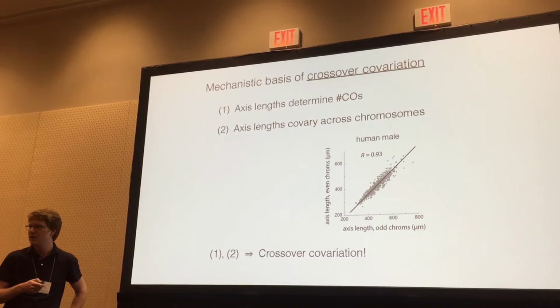I should say that the factors that determine chromatin loop lengths in early prophase are not well understood, but it's an active area of research in the molecular biology of meiosis.